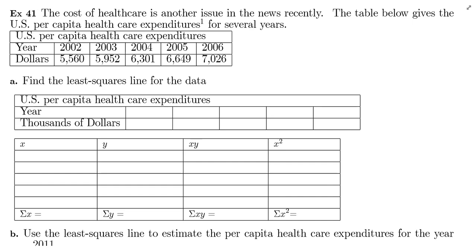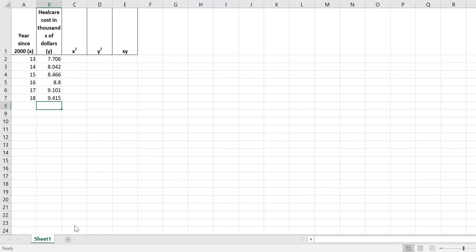I'm going to go over here to my Excel file, and we're going to look at this example. I went and got some updated data. I changed these, instead of listing years, I'm doing years since 2000, so 13, 14, this is 2013, 14, and so forth. Healthcare costs in thousands of dollars by 2013 was up to $7,706. And you can see the cost going up as well.